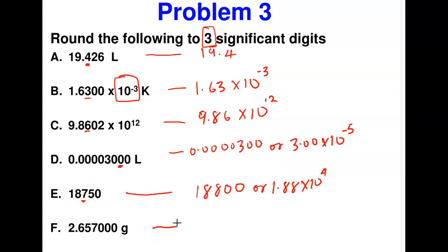And the final one here, we're going to want to drop these guys. We're going to drop from here. And since this is up to what? 5, we're going to increase this one to 2.66. So that is the solution to that page.